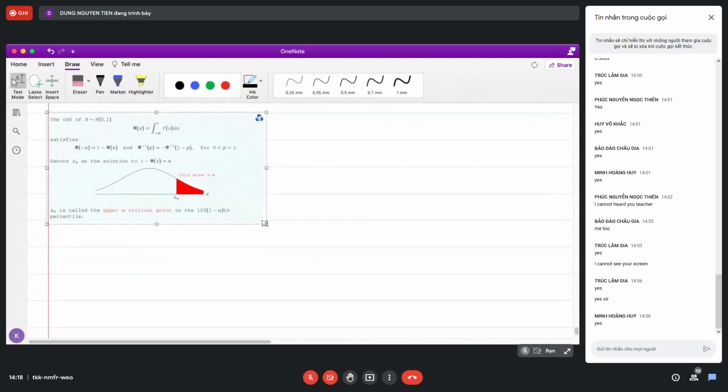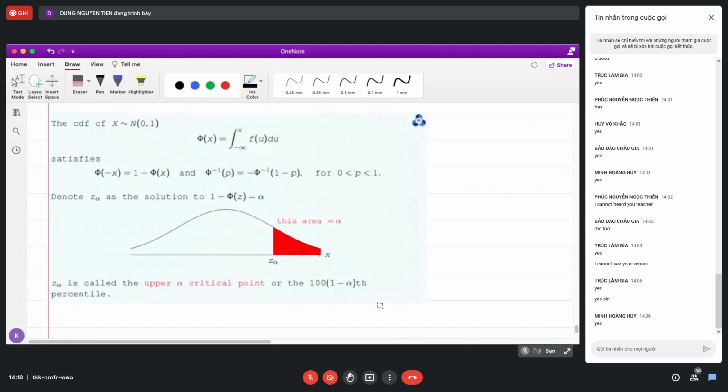Now I want to introduce to you the definition of the cumulative distribution function for a standard normal distribution. Capital phi of x is the integral from minus infinity to x of the function f(u) du, where f is the density function of the standard normal distribution. I put them here for your information, so I'm going to skip that.